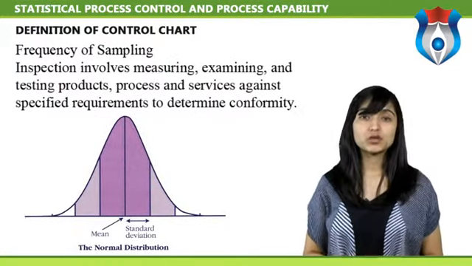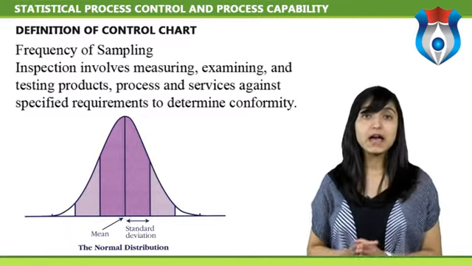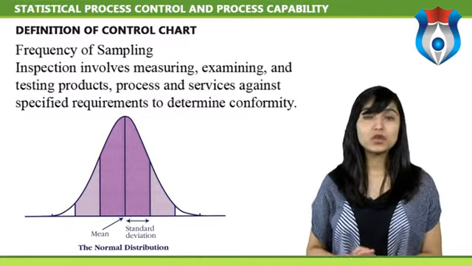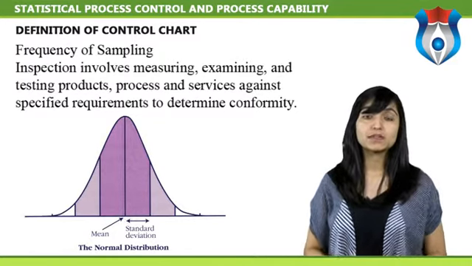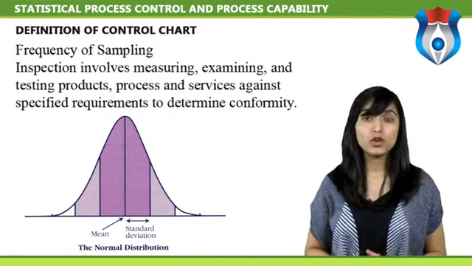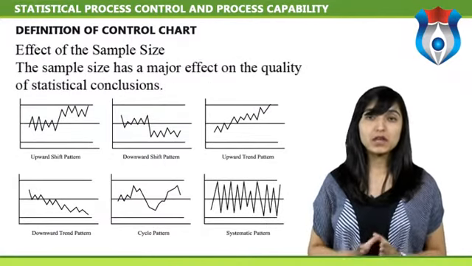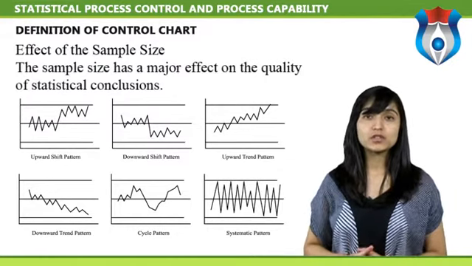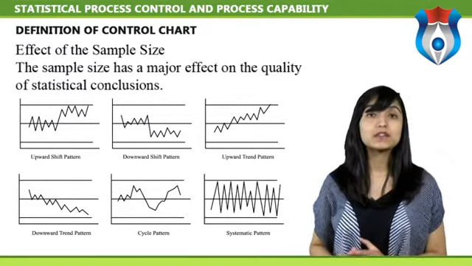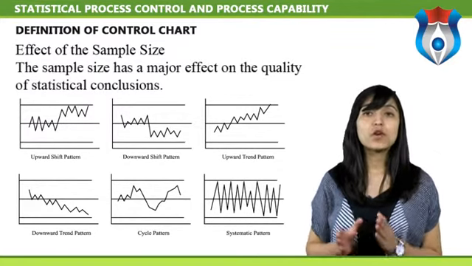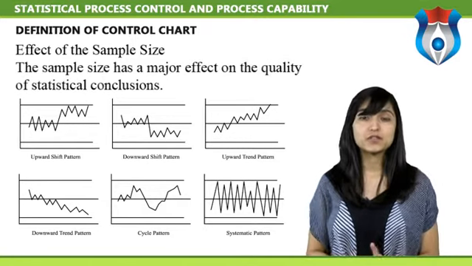Inspection involves measuring, examining, and testing products, processes, and services against specified requirements to determine conformity. The use of inspection has been evident throughout the history of organized production. Effect of the sample size. The sample size has a major effect on the quality of statistical conclusions. This is reflected in the size of the confidence intervals for estimated distribution parameters such as mean and standard deviation.